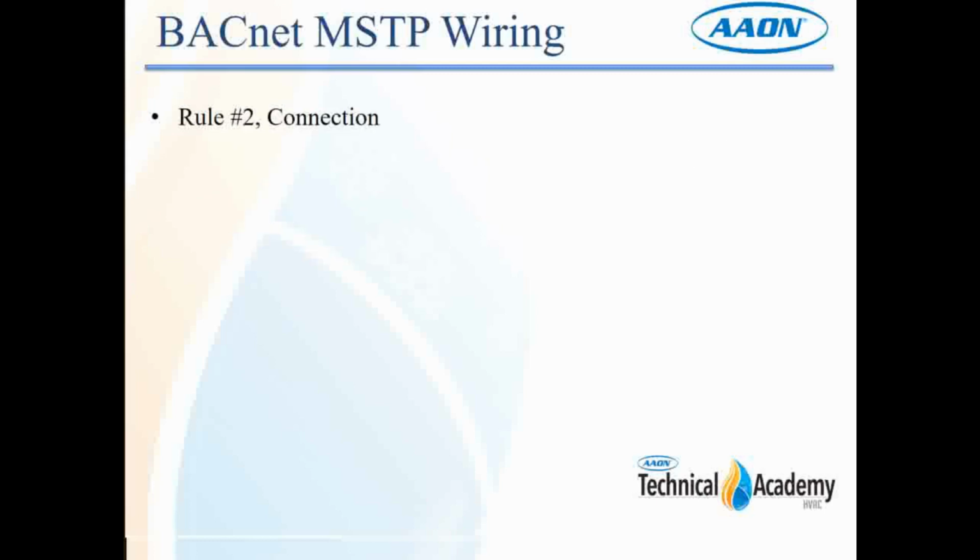The second rule is the connection method. You want to connect each controller in parallel, plus to plus and minus to minus, using the twisted pair wire. So inside of your cable, you're going to have a twisted pair or two conductors with insulation on them, usually two different colors of insulation. You're going to choose one of those for the positive and one for the negative. So if you had white and black, you might choose white for positive and black for negative. And you're going to connect those in parallel to each of the controllers.